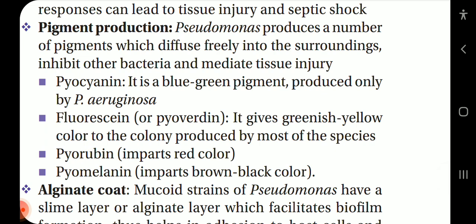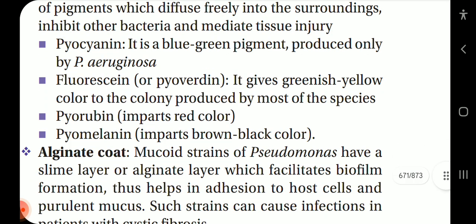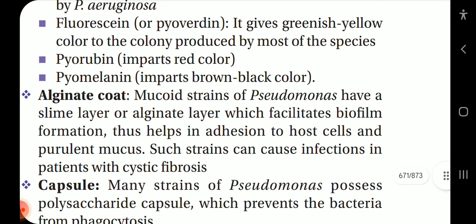Pigment production. Pseudomonas produces a number of pigments which diffuse freely into the surroundings, inhibit other bacteria, and mediate tissue injury. Pyocyanin is a blue-green pigment produced only by Pseudomonas aeruginosa. Fluorescein or pyoverdin gives a greenish-yellow color to the colony produced by most of the species. Pyorubin imparts red color and pyomelanin imparts brown-black color.